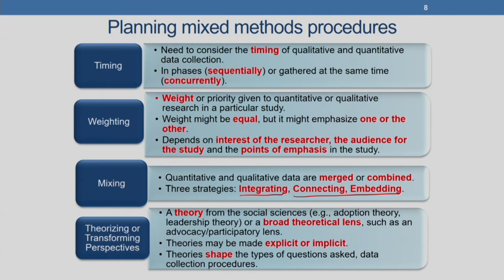Theorizing or transformative perspectives: a theory from the social sciences can explain the research design, or a broad theoretical lens, such as an advocacy or participatory lens. As we will see now in the case of the transformative visual models, there is usually always an advocacy lens or an appeal for change when we are looking at transformative models. As I already mentioned, theories may be made explicit or implicit, and theories basically shape the types of questions asked, data collection procedures and so on.